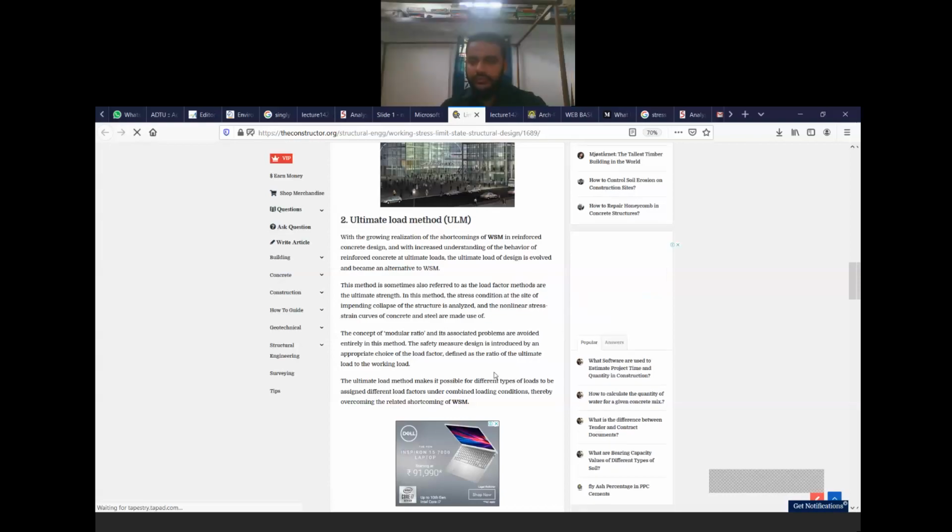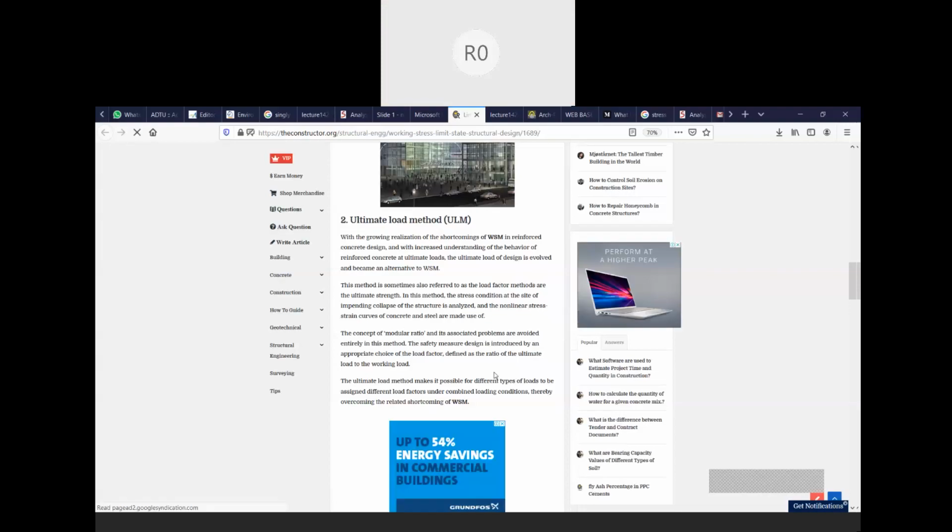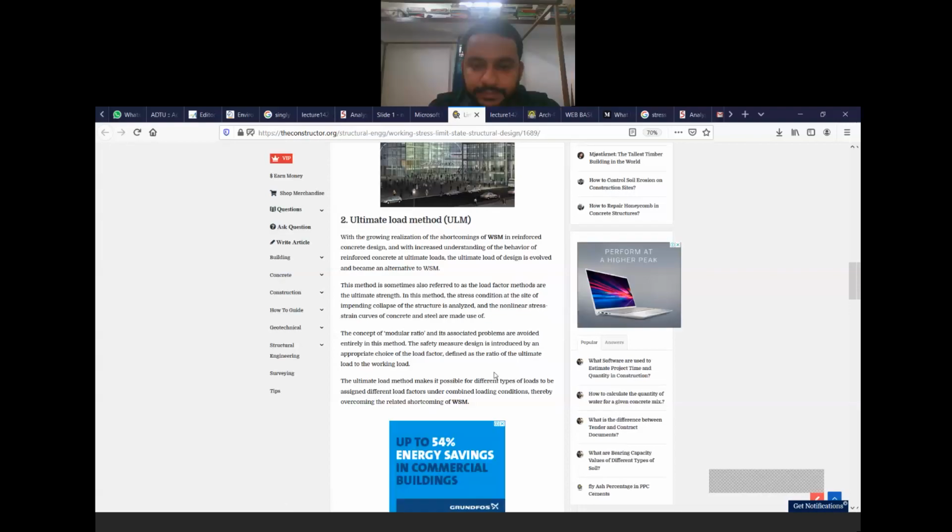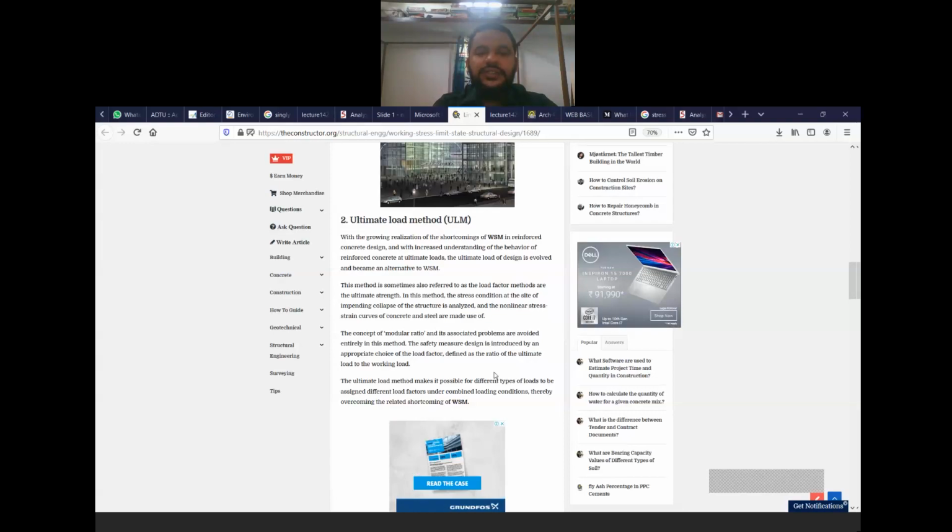Don't know, sir. Take a lot of load. Ultimate load means? Sir, it means it can take a lot of loads. Okay, and working load? Don't know, sir. See, ultimate load means the maximum amount of load that the structure can carry. Beyond ultimate load, your structure will fail. That maximum amount of load is known as ultimate load.